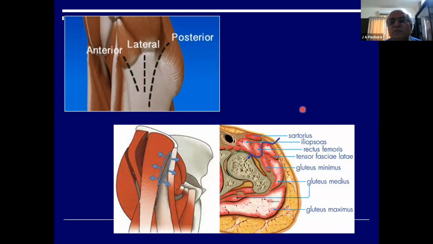So this is a fairly bloodless field to enter inside. So again, I'm repeating, this is the plane, a very important plane. The rectus remains in the front, the tensor fascia remains behind, and you enter right into the capsule. So your neurovascular structures and everything remain far away from this approach.